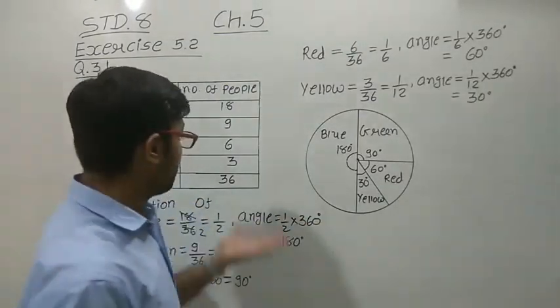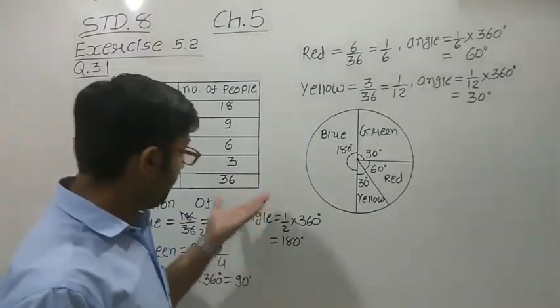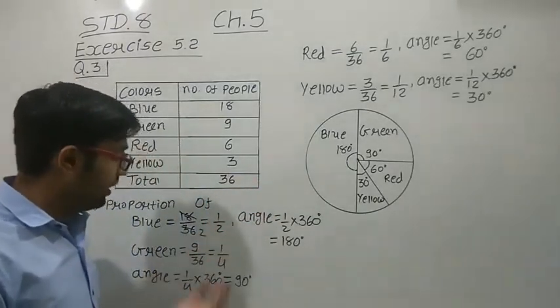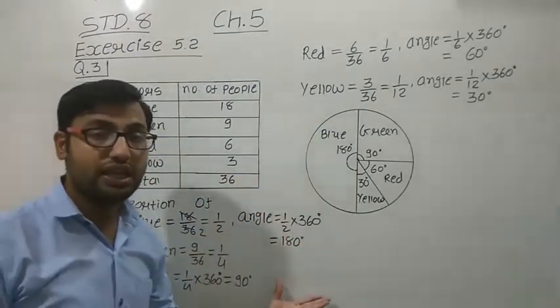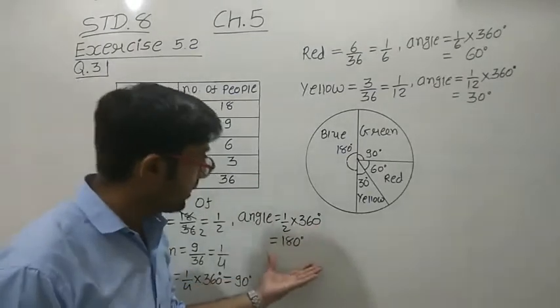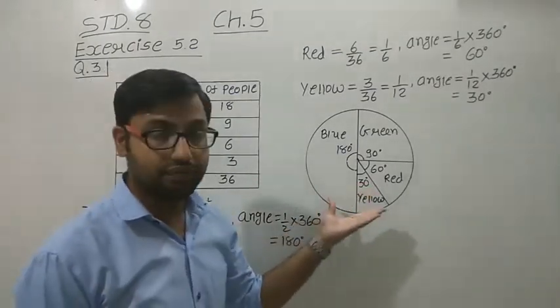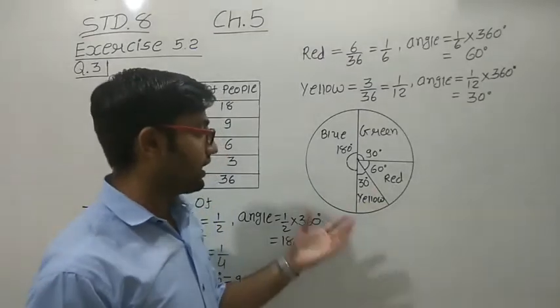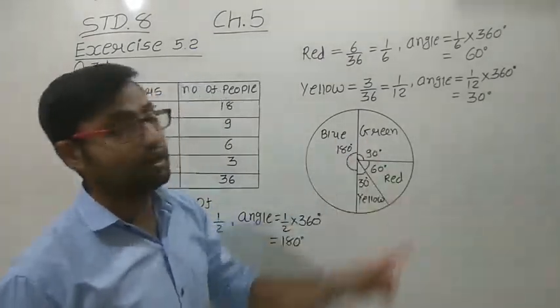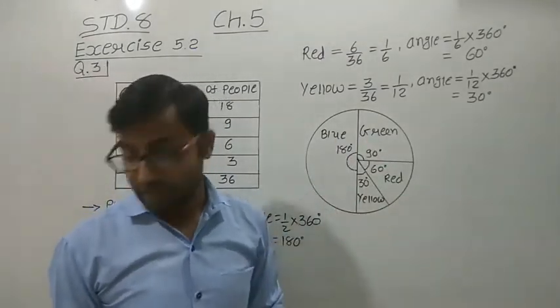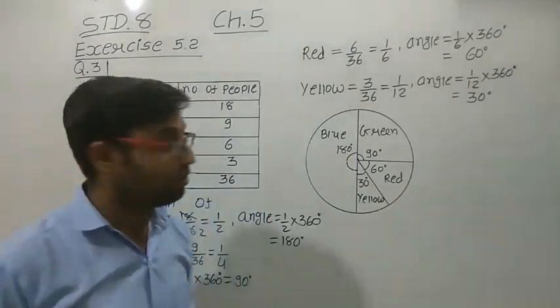So from the kind of data we have been given, we have to find the proportion, and from that we can find the angle. And this angle we have to make in the circle, right? The base we have to take as 360 degrees because the total angle of the circle is 360 degrees. So in this way we can draw the pie chart.